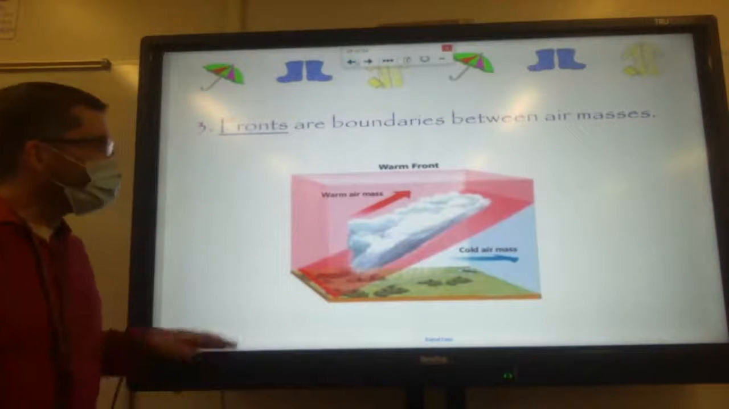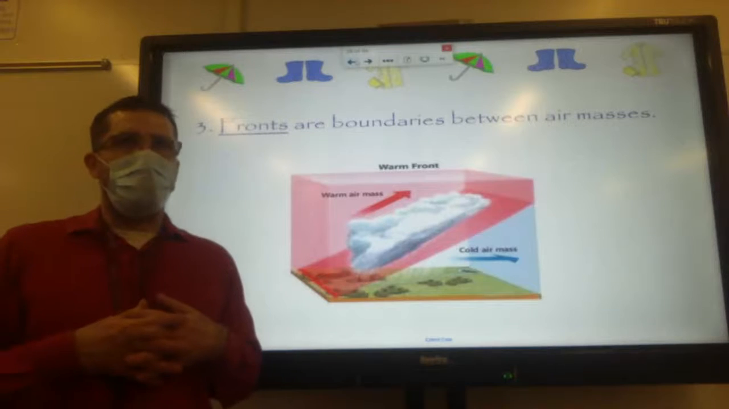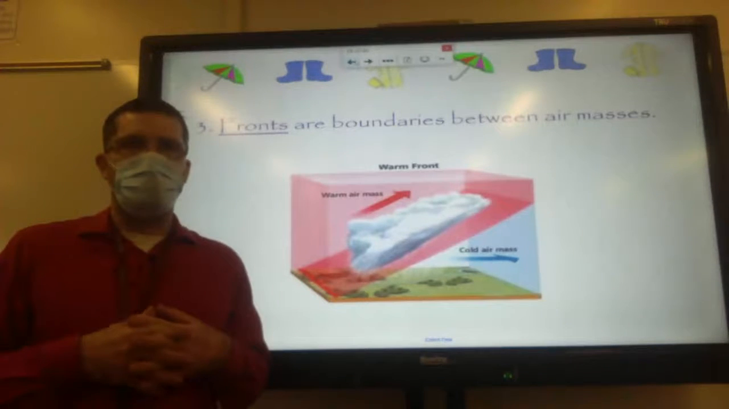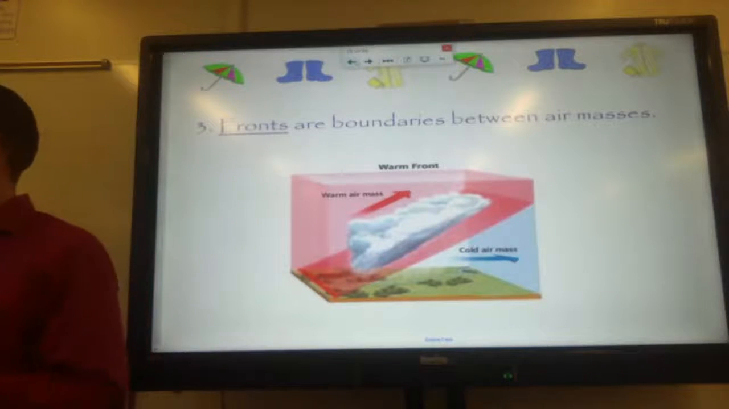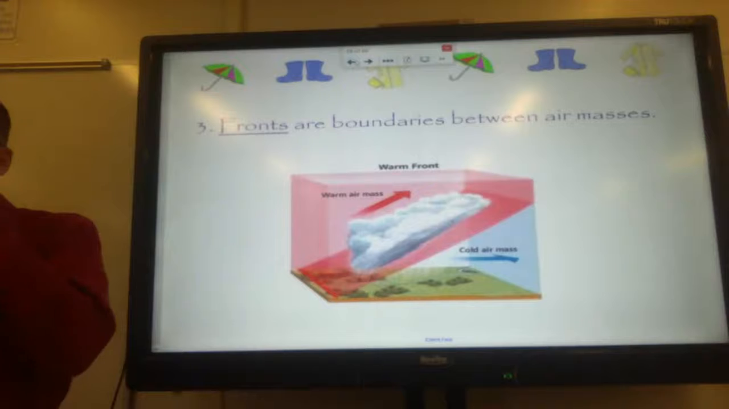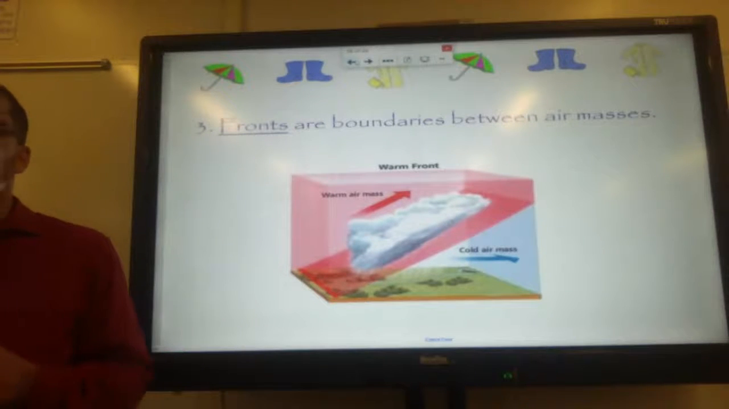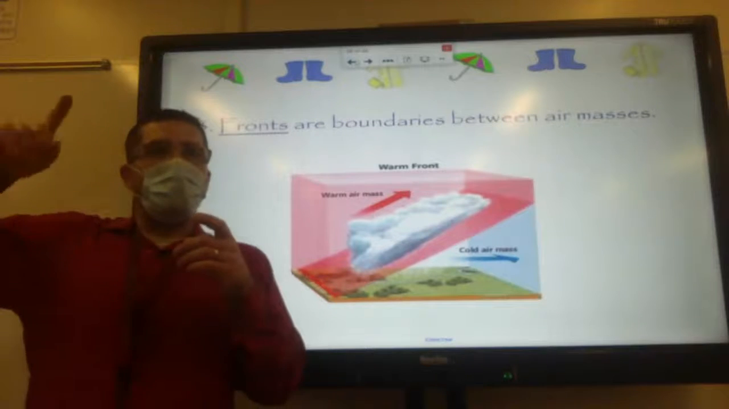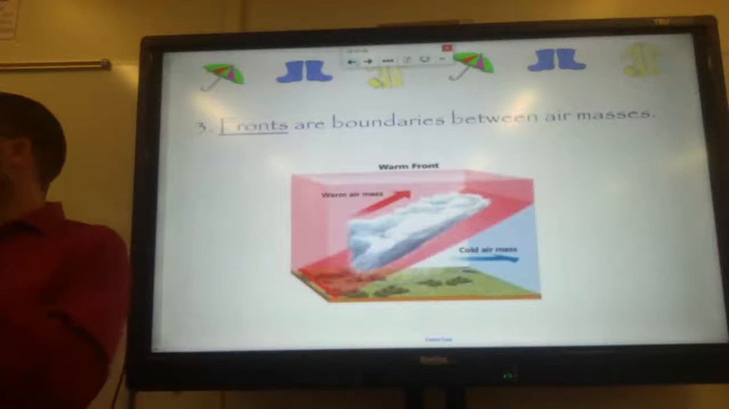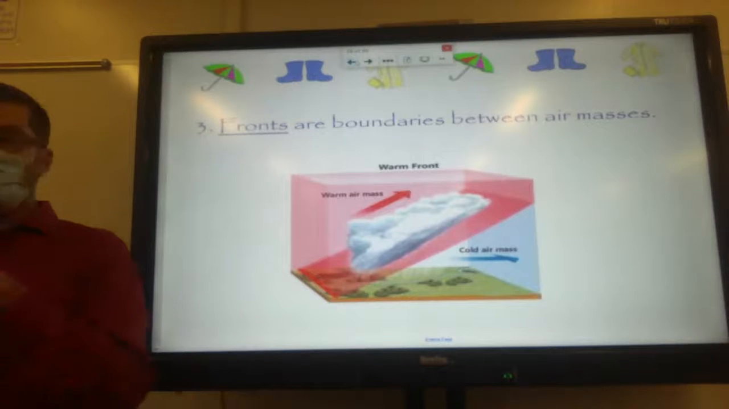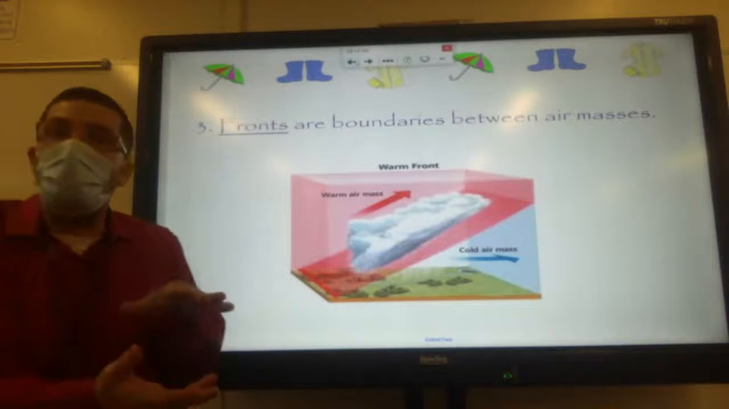So with a warm front, now remember when we talked about humidity last week, right? Humidity is the amount of moisture in the air, right? So warmer temperatures can hold more moisture than colder temperatures can, okay? So what happens to the temperature as we travel up through the troposphere? What happens to the temperature as you get to the top of a mountain? Gets colder, right?